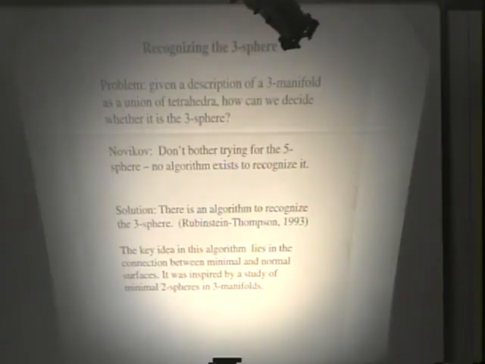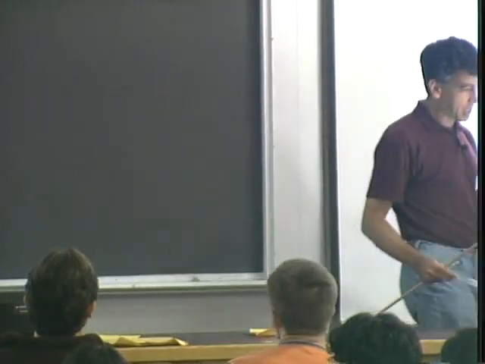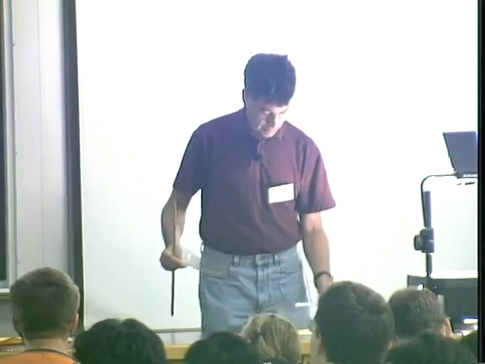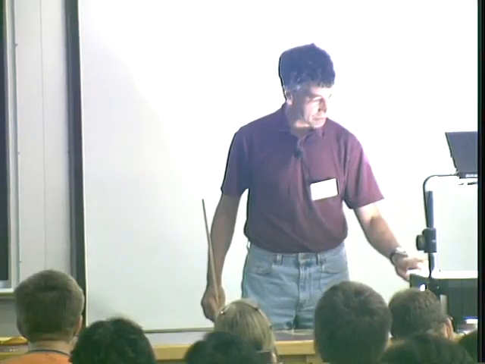Novikov established that there is no procedure, no algorithm that will recognize the five-sphere. So it wasn't obvious at all that there even was a procedure possible for the three-sphere. But a procedure was given about 10 years ago. That's very beautiful. I want to try and explain it briefly.